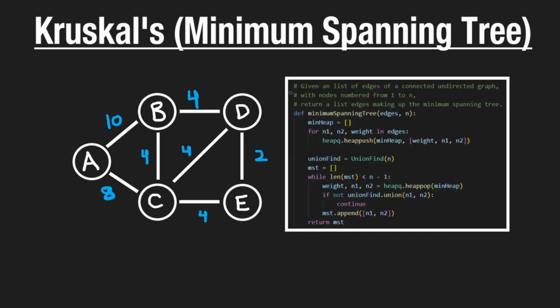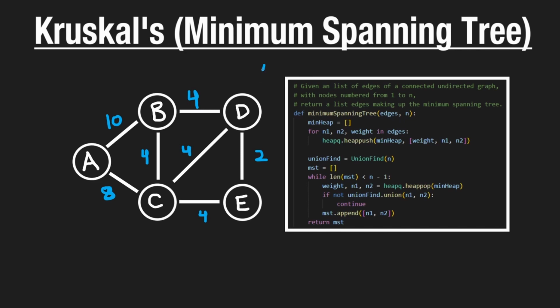So the code here is quite a bit shorter actually, and the reason is because of the union find data structure. I'm not showing the code for that, but if you want to see the entire code for that, I will have it below. You can also, of course, go to the union find lesson to understand the implementation of the union find data structure.